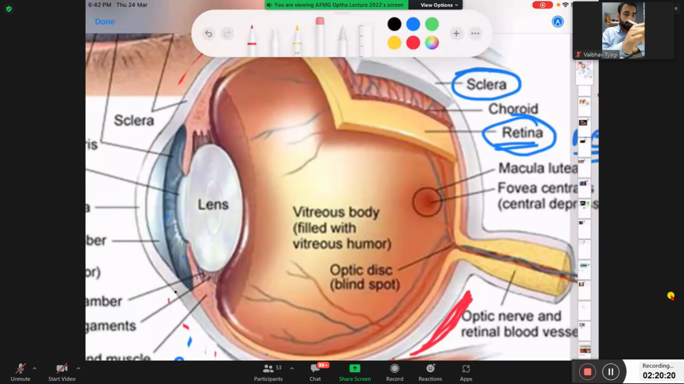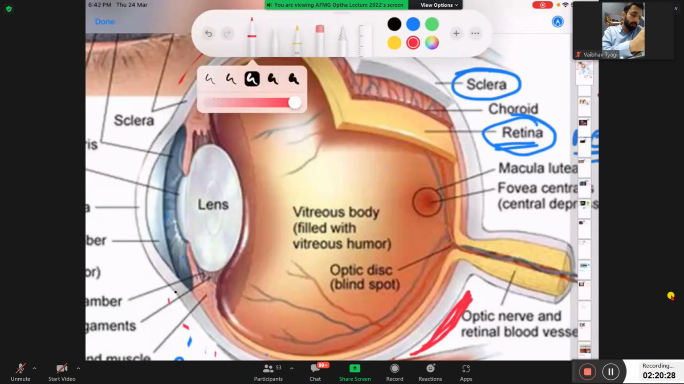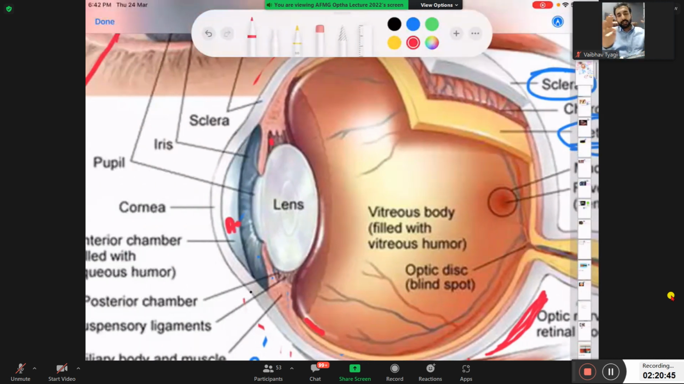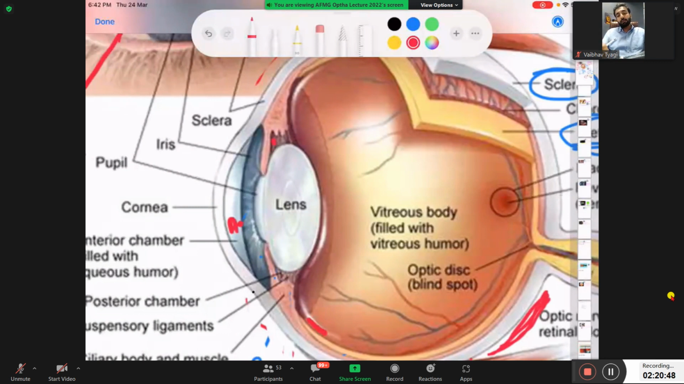So the innermost layer is called as this. This one is retina, right? As I told you, this one is AC, and somewhere here is the PC, posterior chamber, right? Now we have discussed the chambers, but how many segments are there? There are 2 segments in ophthalmology, anterior segment and posterior segment.